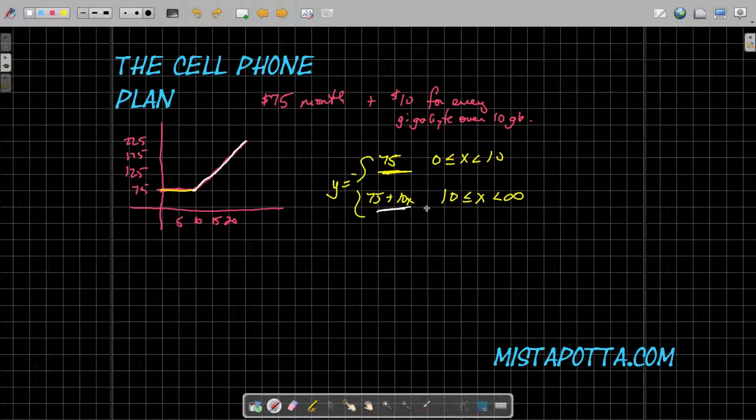And of course, this happens in real life. It's not just cell phone plans. There are lots of other plans that behave this way. So step functions are actually very useful in talking about things in the real world where for one interval they behave a certain way, but for a second interval they behave in a much different way.